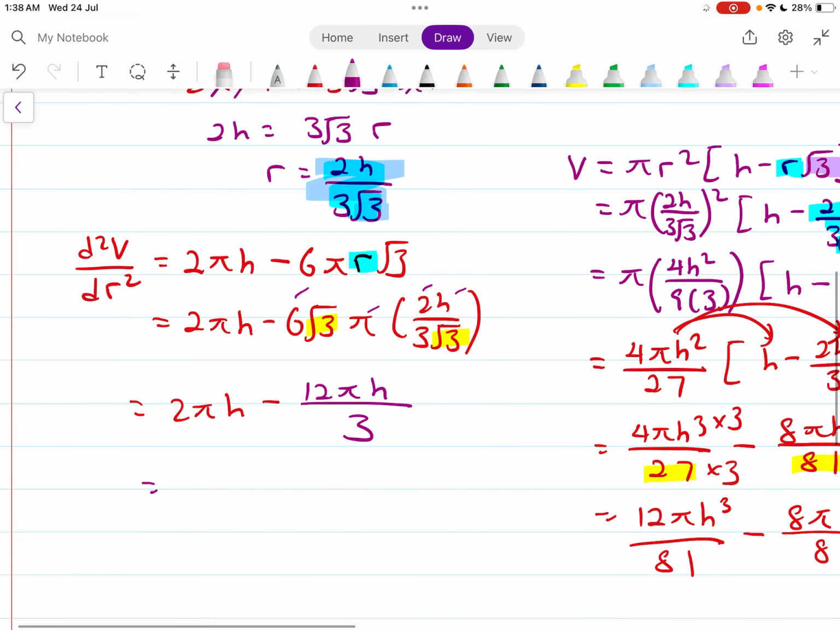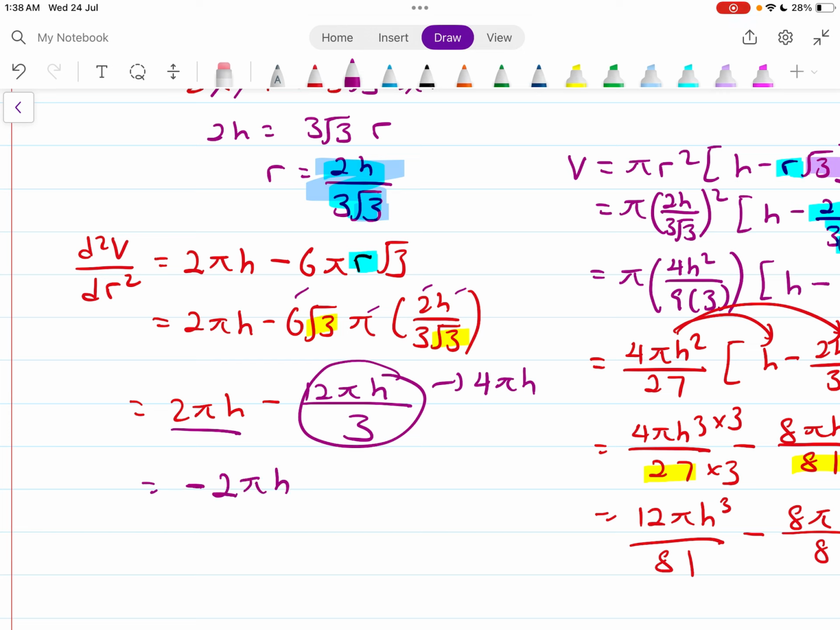Okay, so after that you can actually do the thing, right? So for example, 2 pi h minus this thing is actually just 4, because 12 divided by 3 is 4, right? 4 pi h. So 2 pi h minus 4 pi h, you will actually get negative 2 pi h. And I can say that this is a negative number. This whole thing is a negative.